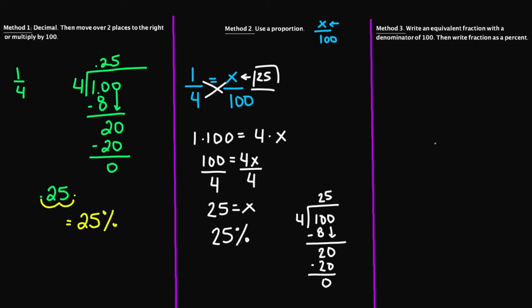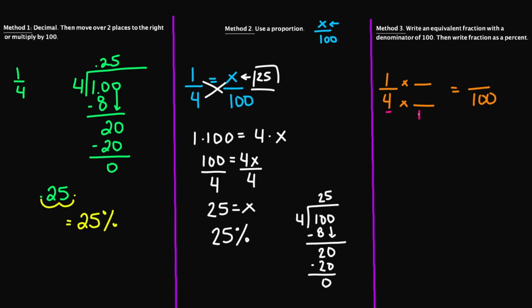So the third method is to write an equivalent fraction with a denominator of 100, and then you're going to write that fraction as a percentage. Method 3 is very similar to method number 2, except we're just going to tweak it a little bit. If I have the same example, 1/4, I need to multiply top and bottom by a number that's going to give me 100. Because remember, we're looking for percent. Percent means per 100.